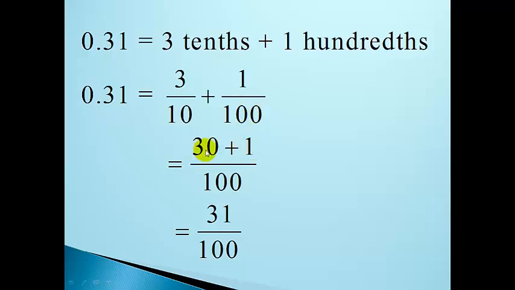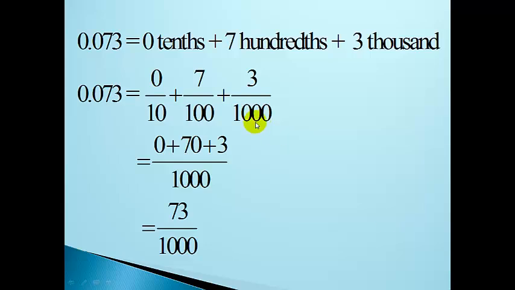So we have 30 plus 1, which is equal to 31, divided by 100. This means that 0.31 is equal to 31 divided by 100.